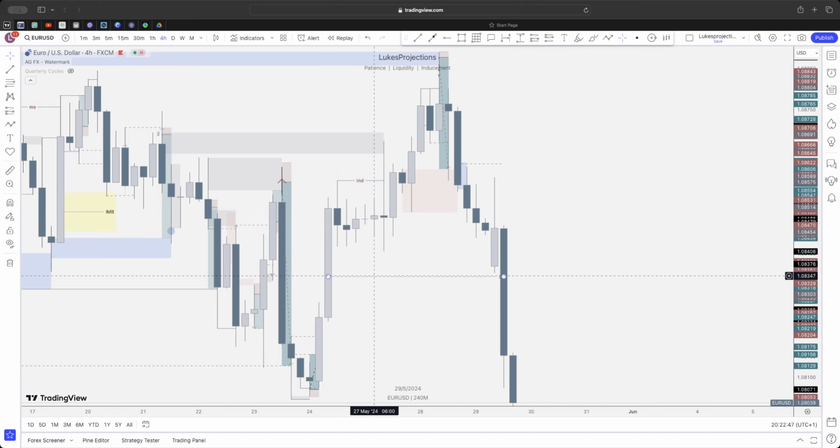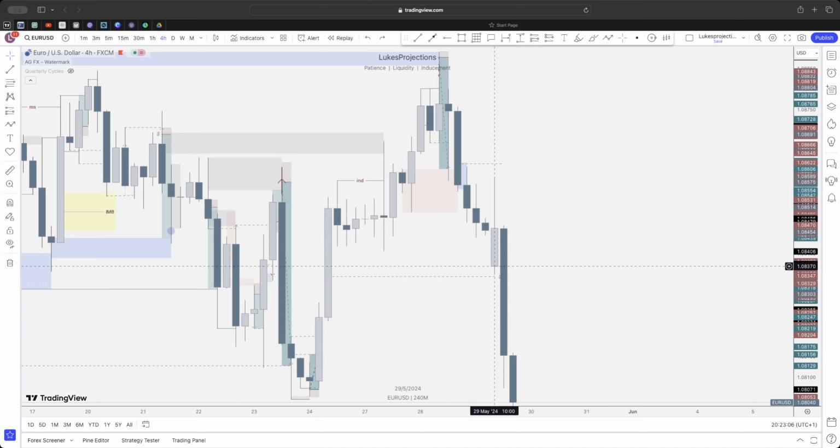So on the 4 hour, the first point of liquidity is here. On the 1 hour, it's actually here. So I'm going to leave it on the 1 hour because I'm going to drop down to that in a minute and show you why. So if we're coming into the markets here, and I understand that this is a mitigated order block, we're not going to be seeing price buy off of it. So we know that price is going to come down to the liquidity.